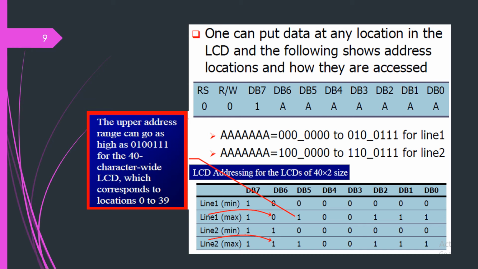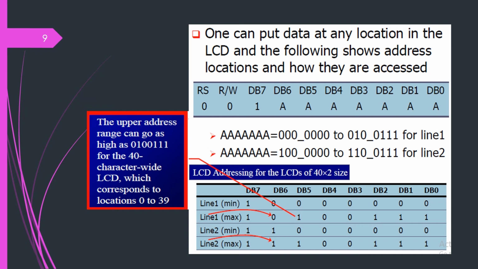For a 20 by 2 display, the first line is 80 to 93, and the second line is C0 to D3. Then for a 20 by 4 display, 80 to 93, C0 to D3, 94 to A7 and D4 to E7. And for a 40 by 2 display, 80 to A7 and C0 to E7. So these are the addresses for the locations which we can use for displaying purposes.